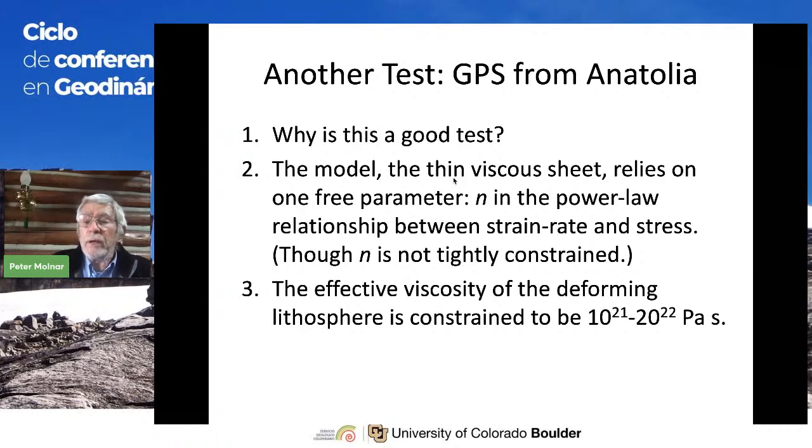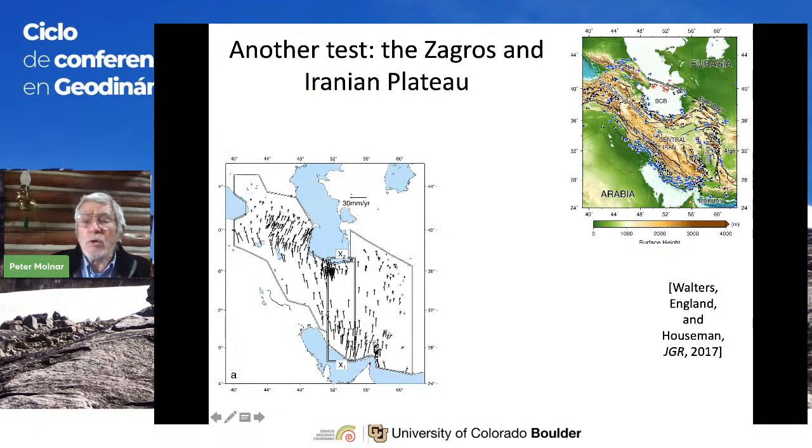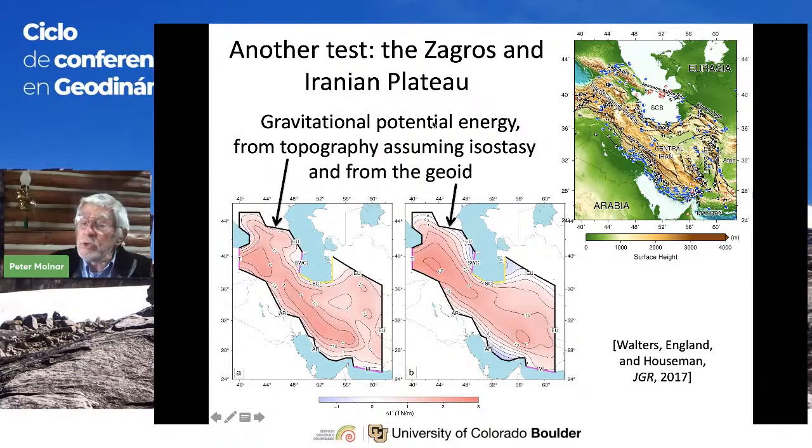And another example for Iran and surrounding regions shown over here. Again, arrows showing the velocities that are measured with GPS relative to Eurasia. Fault plane solutions of earthquakes. The blue ones are all showing thrust faulting around the margins. And they can calculate gravitational potential energy in two ways, actually. They can calculate it from the topography, assuming isostasy, or from the geoid. The geoid itself, the gravitational field expressed as a geoid, will get you an estimate. And you can see they agree quite well with one another. It doesn't matter which of these two you use.